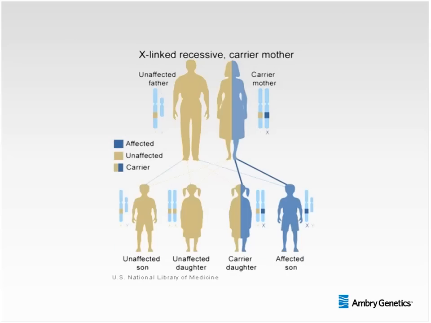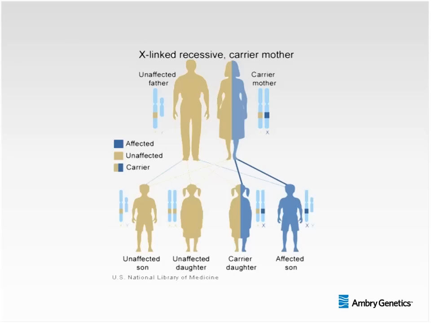Another type of inheritance comes with the X chromosome. As we looked at in the slide that showed the 2 sets of chromosomes, males give a Y chromosome to their sons and an X chromosome to their daughters, whereas the mother gives only an X chromosome to a daughter or a son. If the mother carries the mutation silently that's on the X chromosome, she would have a 50-50 chance of passing that gene on to her offspring.